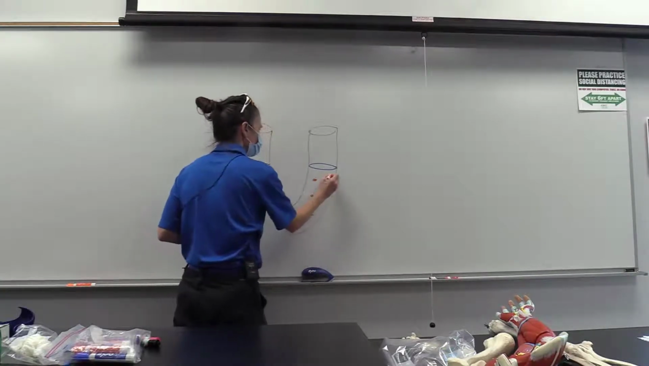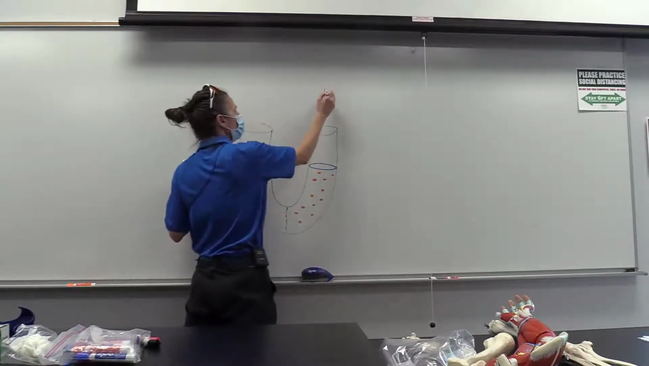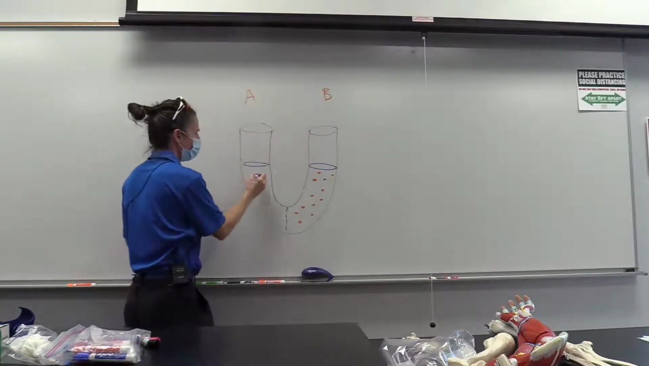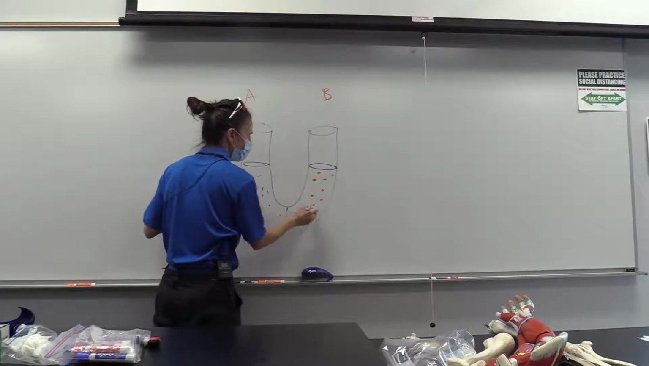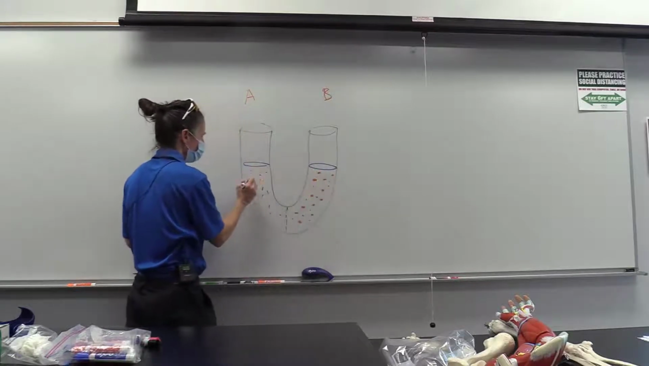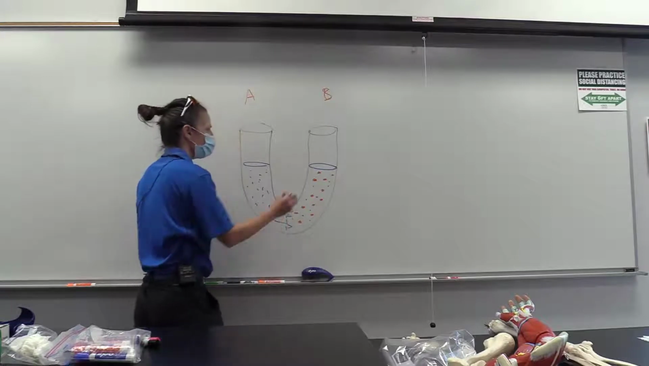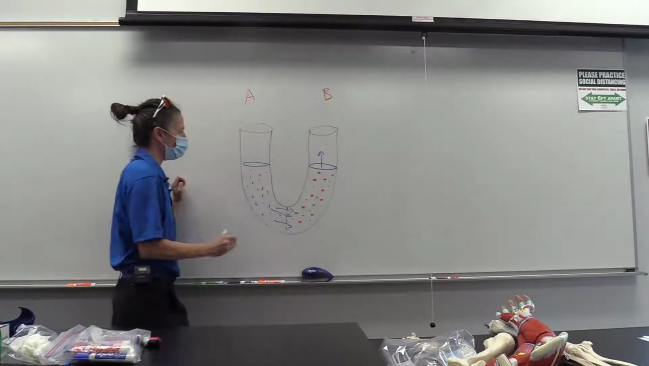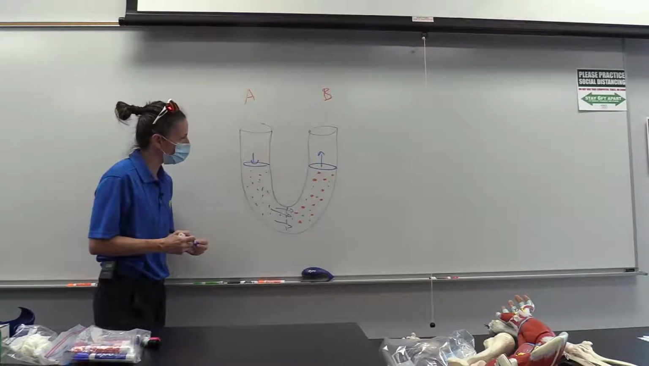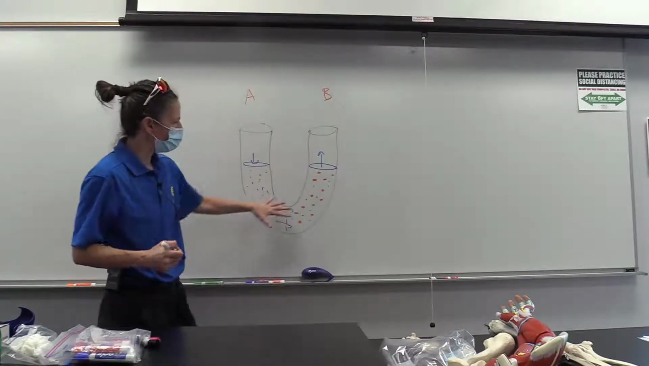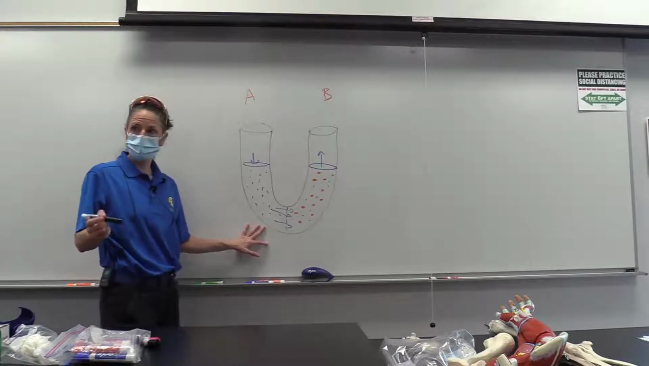So if we have more solute on side B than we do on side A, then side A has what we call osmotic pressure, and that's going to drive the water into side B. And that's going to force side B's water level to rise and side A's water level to decrease. However, if you don't want this to happen, you can apply a pressure.